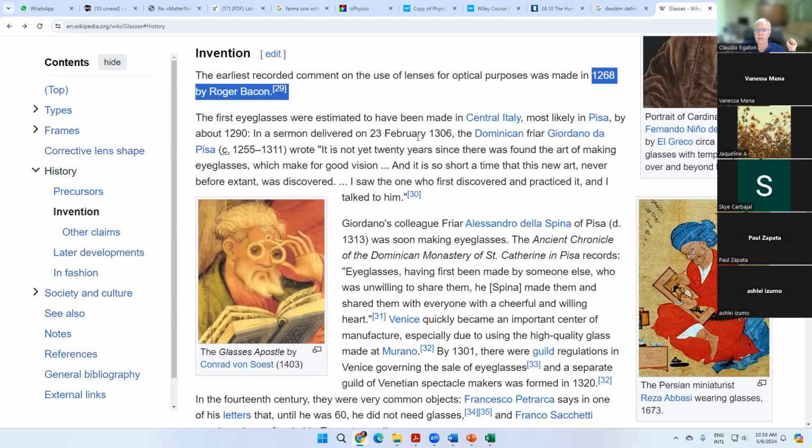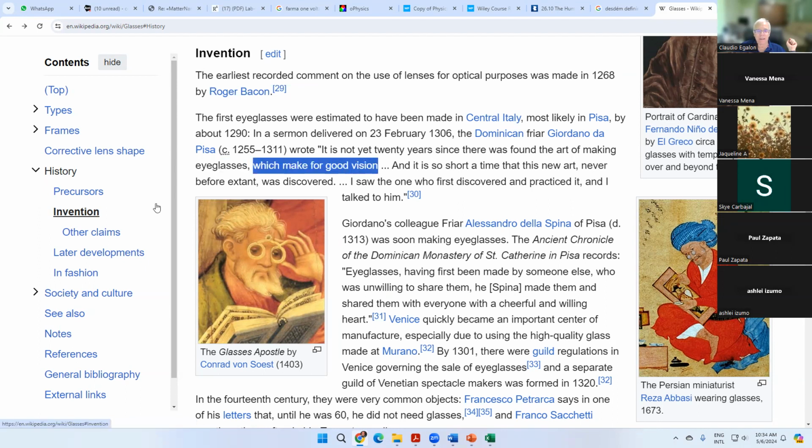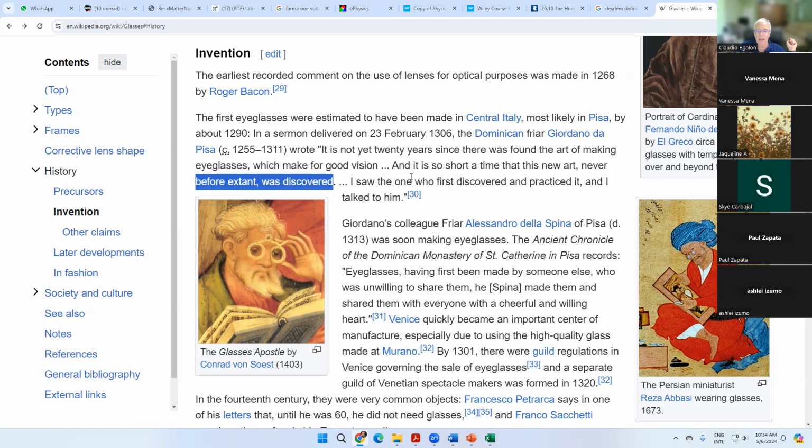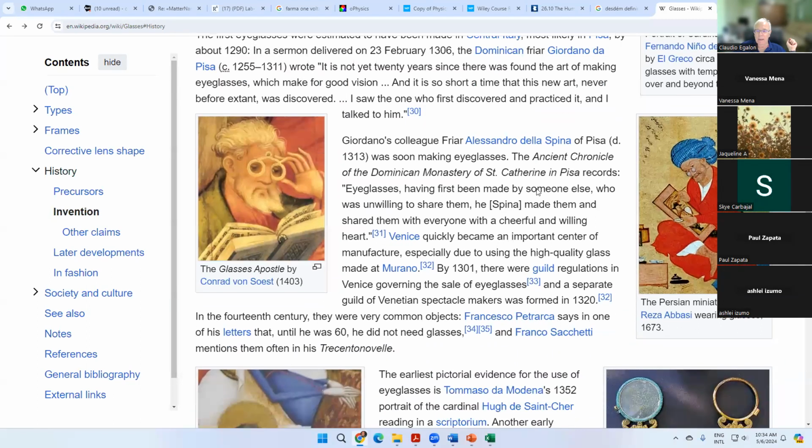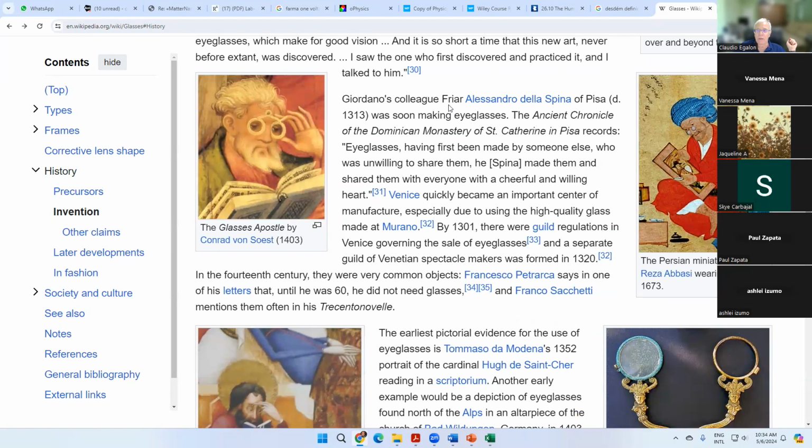In a sermon delivered on 23rd February 1306, the Dominican friar Giordano da Pisa wrote, "It's not yet 20 years since there was found the art of making eyeglasses which make for good vision." 20 years. It's so short a time that this new art, never before extant, was discovered. "I saw the one who first discovered and practiced it, and I talked to him." Giordano's colleague.